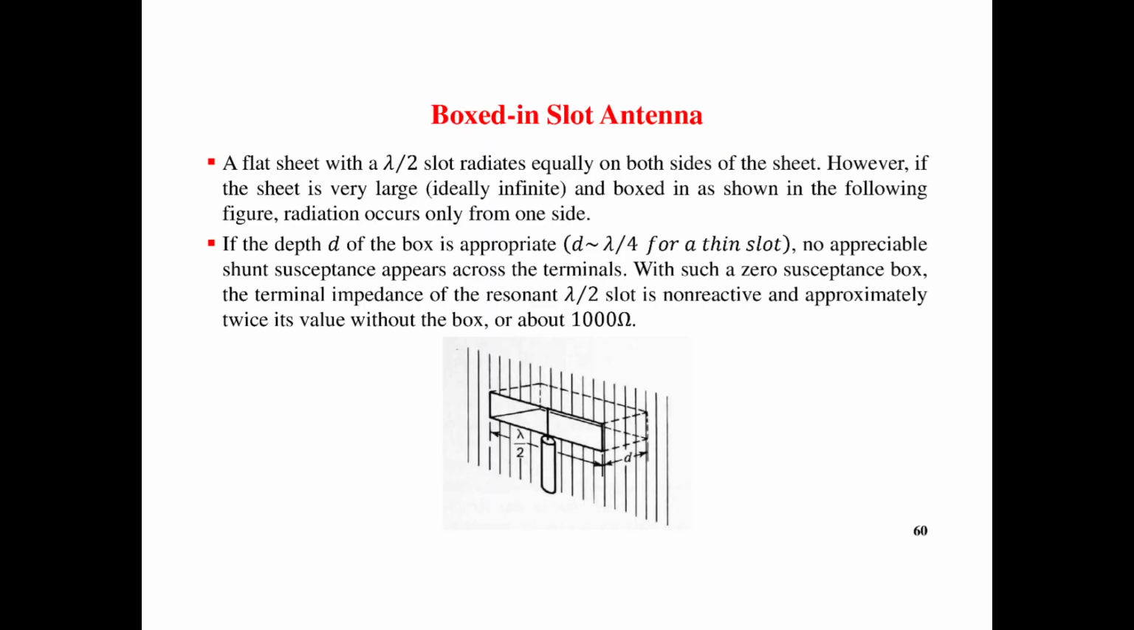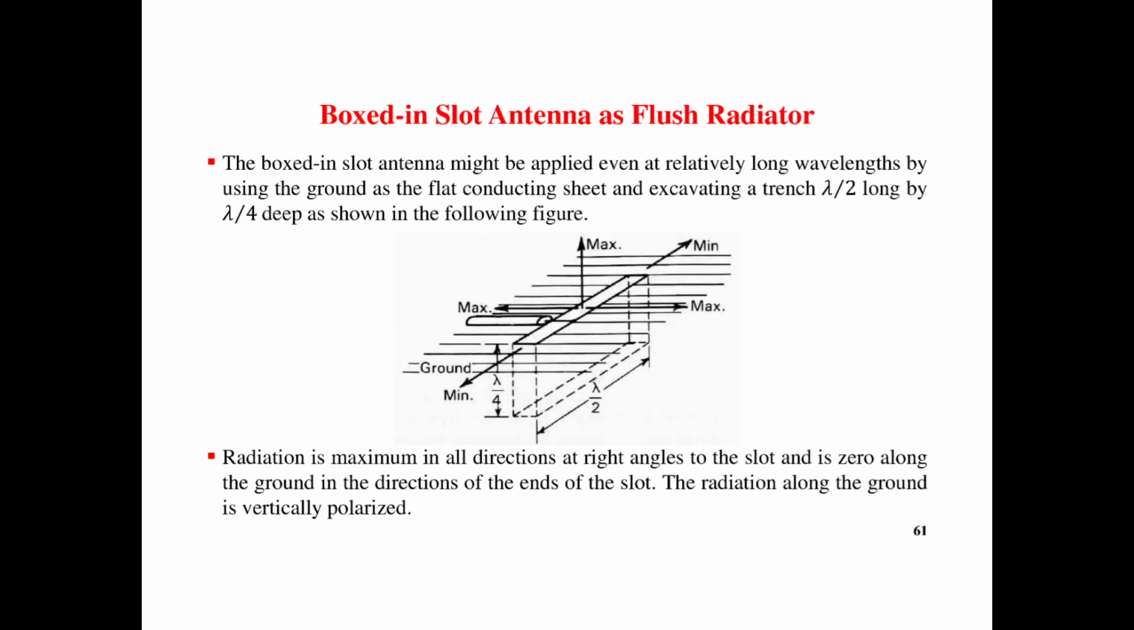Boxed-in slot antenna. A flat sheet with a lambda by 2 slot radiates equally on both sides of the sheet. However, if the sheet is very large and a box is added as shown in the figure, radiation occurs from one side. If the depth D of the box is appropriate, no appreciable shunt susceptance appears across the terminals. With such a zero-susceptance box, the terminal impedance of the resonant lambda by 2 slot is non-reactive and approximately twice its value without the box, about 1000 ohm.